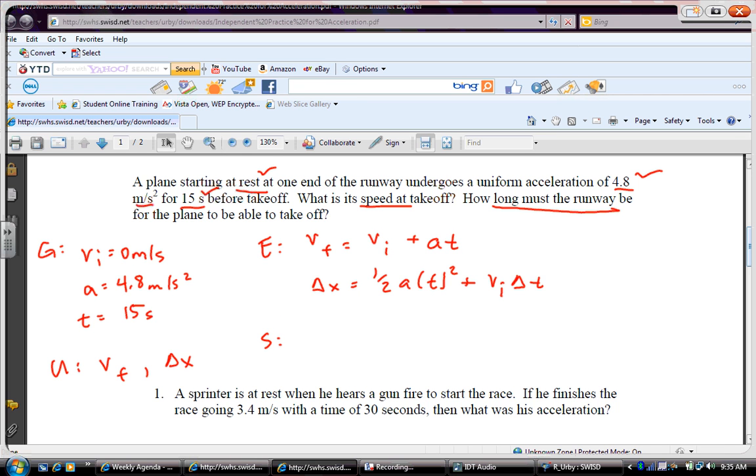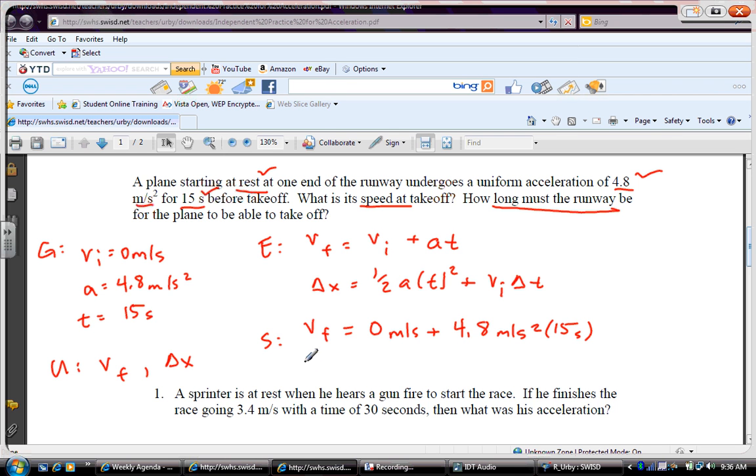Our substitution step is going to be VF for this first equation, final velocity, equals 0 meters per second plus 4.8 meters per second squared for the acceleration times the time of 15 seconds. So basically in this first problem we're just multiplying 4.8 times 15. This square right here, some people will square the 4.8, but that's just for the units. You don't have to actually square anything here. The meters per second squared is just saying that the seconds have been squared. You don't have to actually square the number.